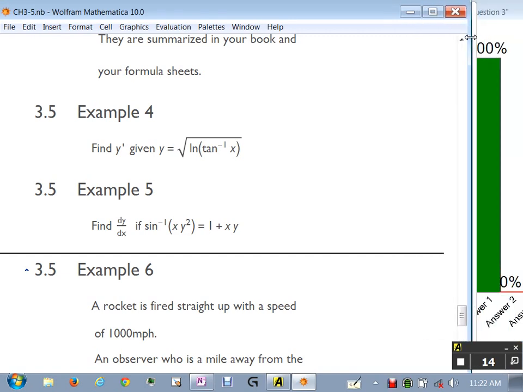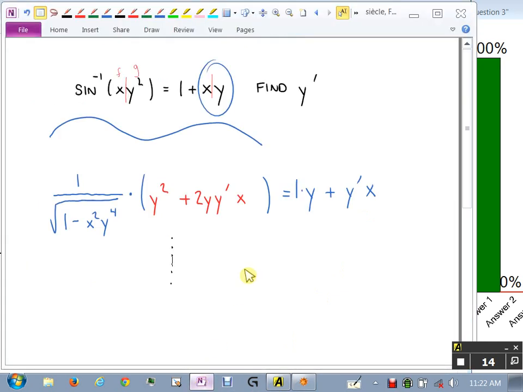Everything that does not have a y prime goes on the other side. Yes, but you can't get this y prime out yet. You have to distribute this through. And then you would take this y prime term, I would leave this one here, bring this one over, then this nasty one here, take it to the other side, and then factor out your y prime. Then divide through.